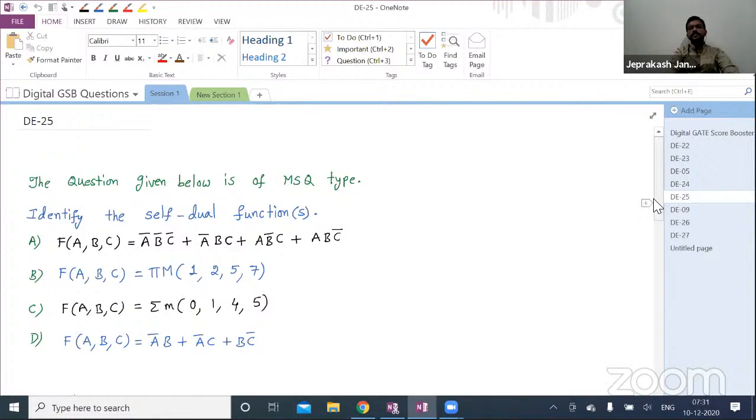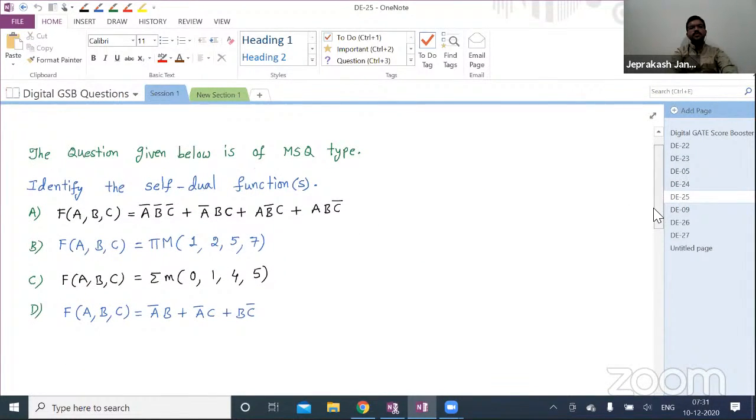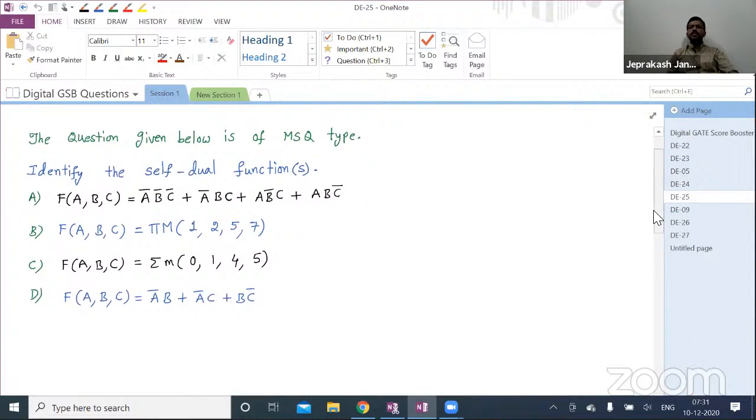Now, next question. This question is also of MSQ type. Identify the self-dual functions. First, let us verify option D. All of you please try for option D. After that, I will explain for the remaining 3 choices. Please verify for option D, whether it is self-dual or not.